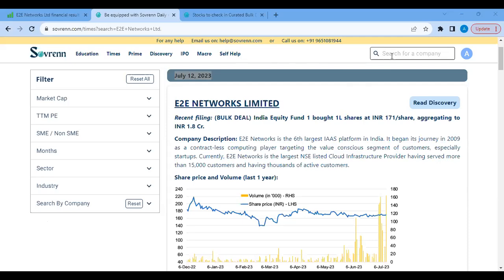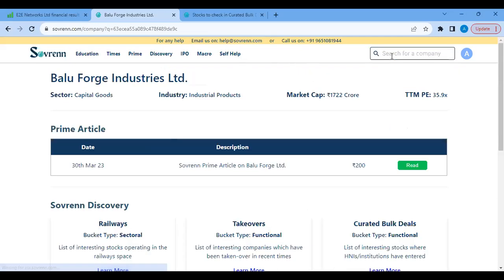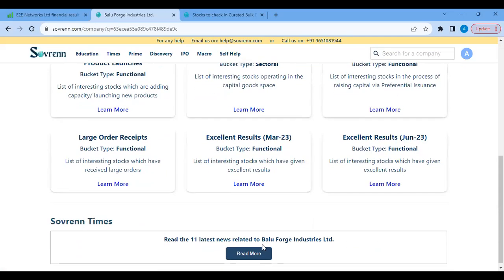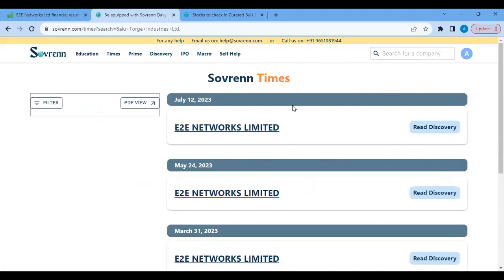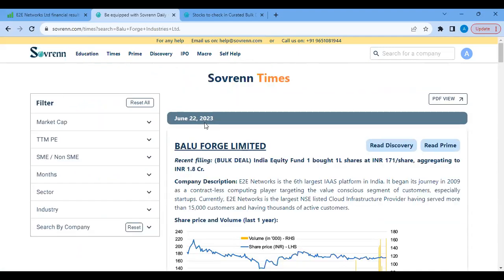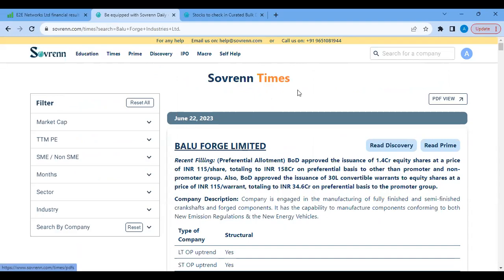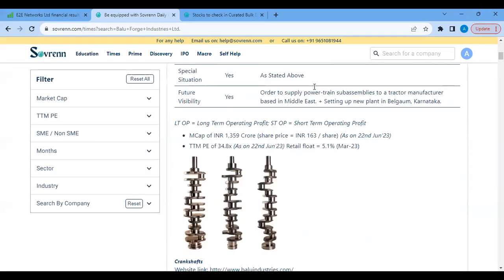Okay, let us look at this company, Balu Forge. Someone is saying when to exit. Krishna Bhai, we will answer this question. Wait for 10 minutes. We will answer this question.